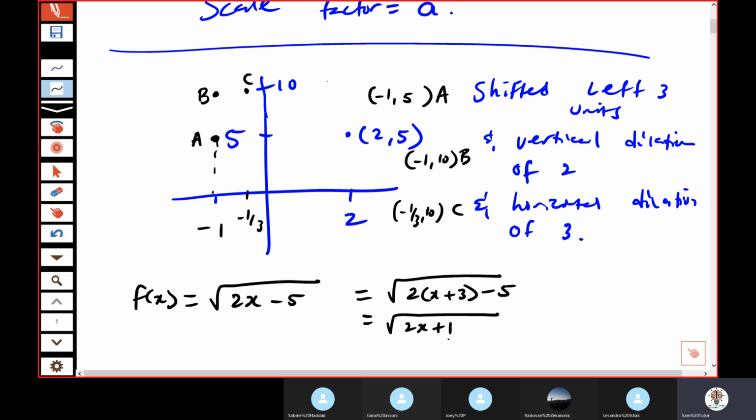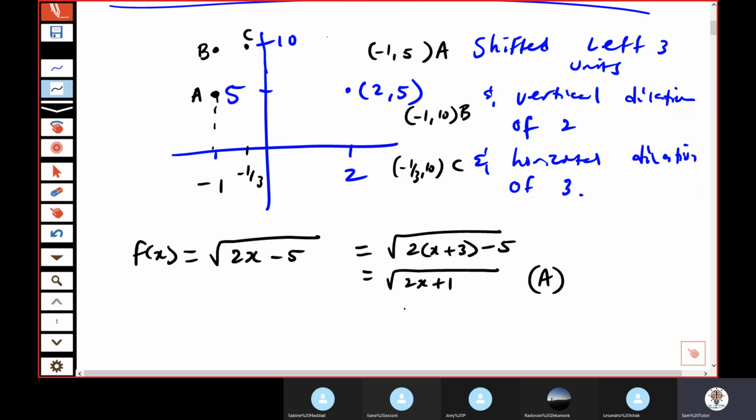Okay, vertical dilation. Again, what does that do? Change the whole y value by the same scale factor. So the whole y value is all of this. So that would be, I'm just going to call it A, so you understand that was A. B, vertical dilation. That just means times the whole thing by the second transformation.